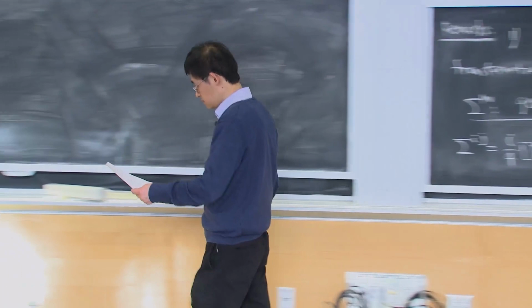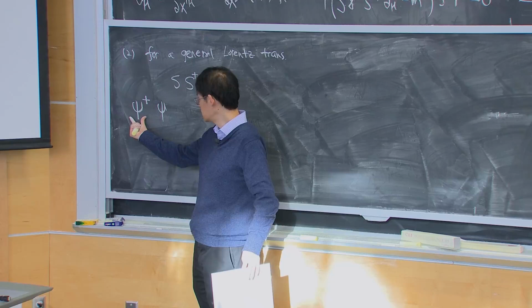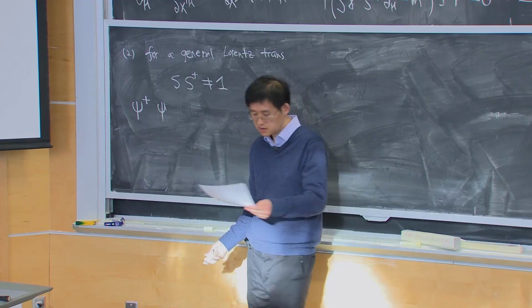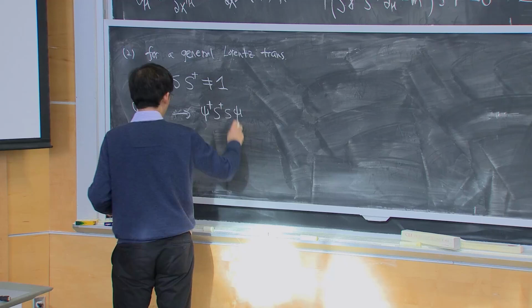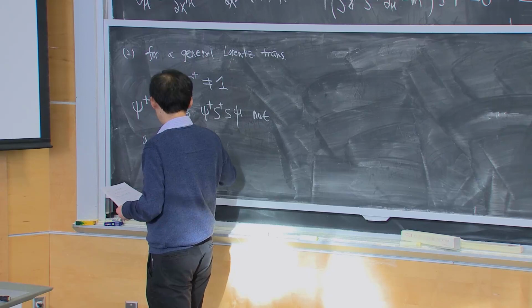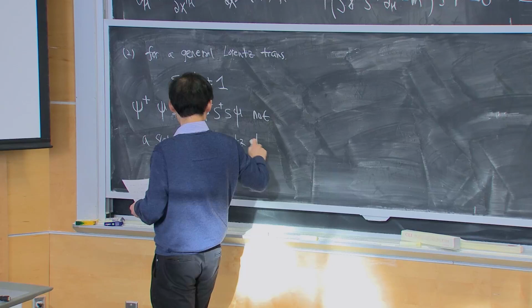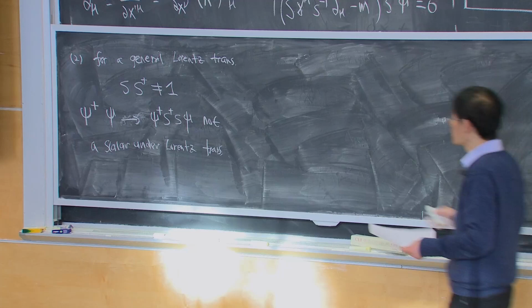So that means psi dagger psi: psi dagger is a row vector, and this is a column vector, and altogether this is a number. But this is not a scalar. It transforms under Lorentz transformation as psi dagger S dagger S psi. Since this is not equal to 1, this is not a scalar under Lorentz transformation. So now we have to search a little bit harder to find the scalar.